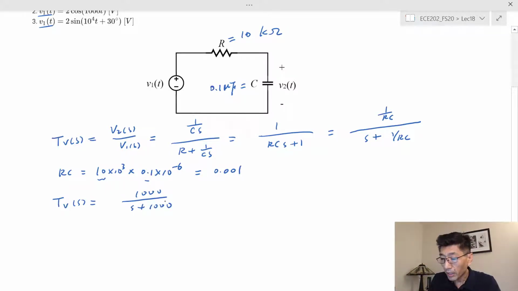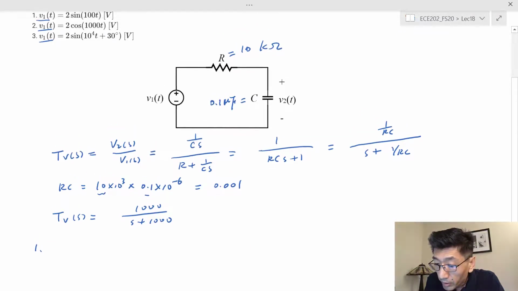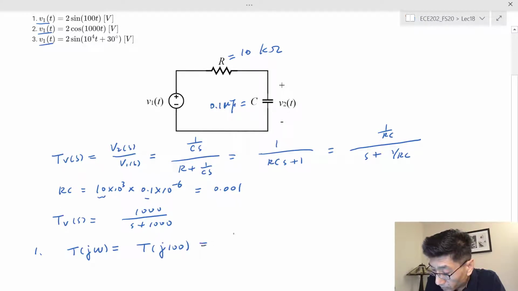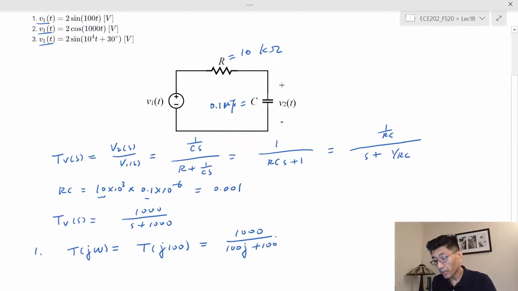With that, we can find the three different steady state responses. For the first one, v(t) is equal to 2 times sine 100t. So in this case, omega is 100, and we replace s with j omega. T(j omega) is equal to T(j100), which is 1,000 over 100j plus 1,000. This is the transfer function.